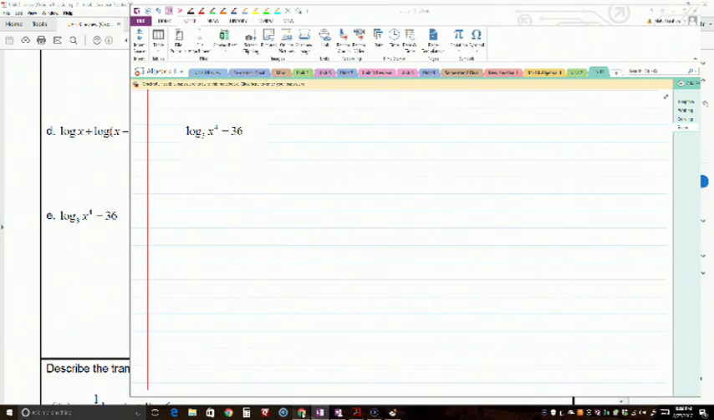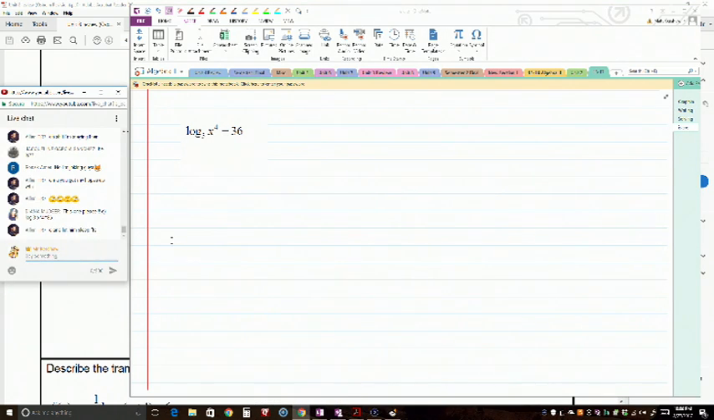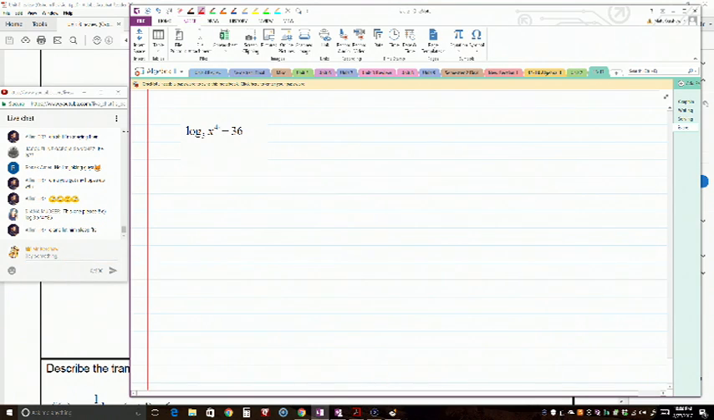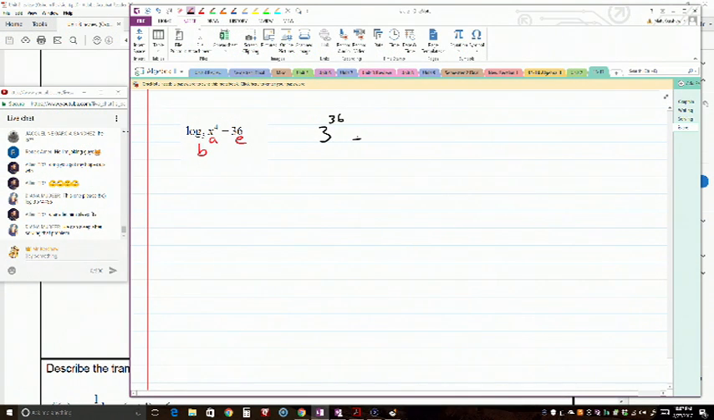All right, so there's only one log, and it equals a number. So whenever you see anything in this form, just exponentiate. So my base is 3. My exponent is 3. And my answer is x to the 4th. So the 3, I can't say the answer is 3.